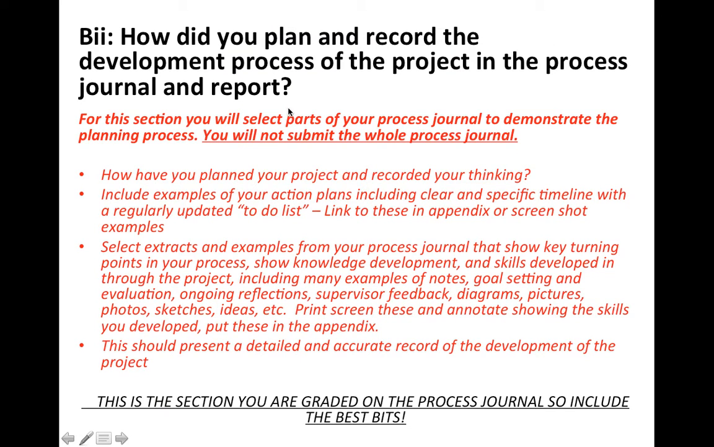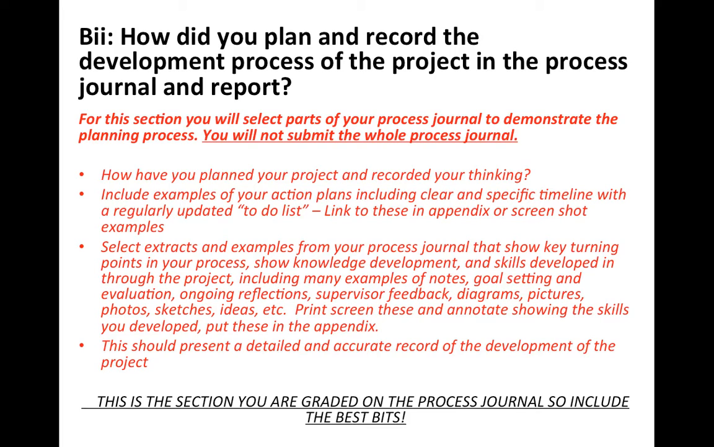B2 then. B2 is about the planning and the recording of the development process. This is the section where you are graded on your process journal. You are not graded on the full process journal. You select from your process journal the different extracts which demonstrate the development process. It's almost like taking a trailer of a film: the process journal is the whole film, and I'm showing you in this section, through a trailer, the best bits and the most strategic moments in my planning and my development process.